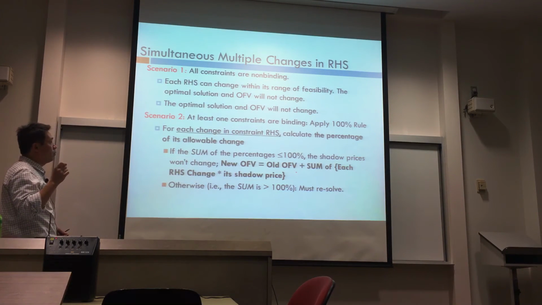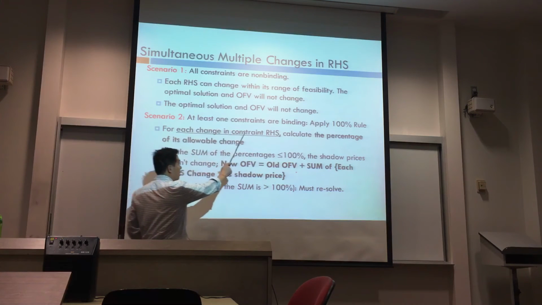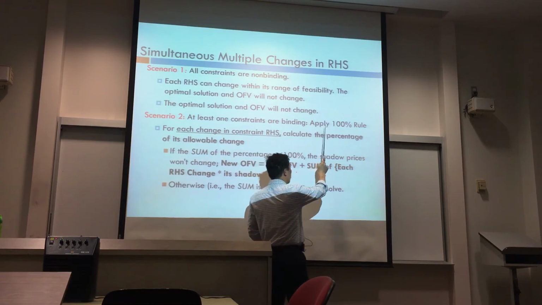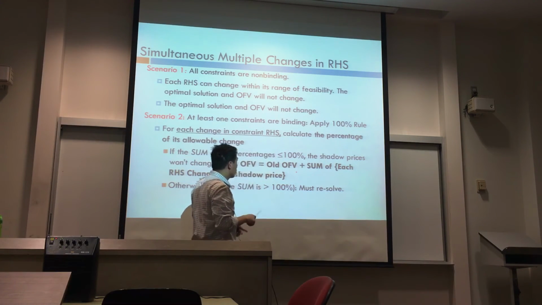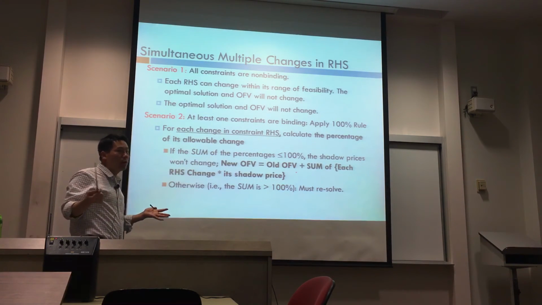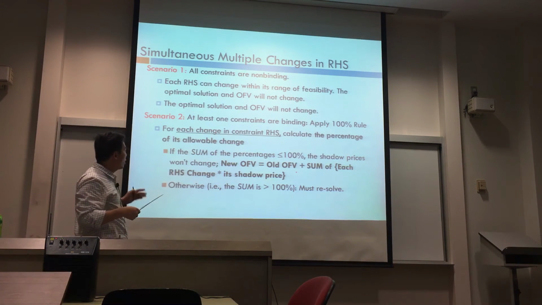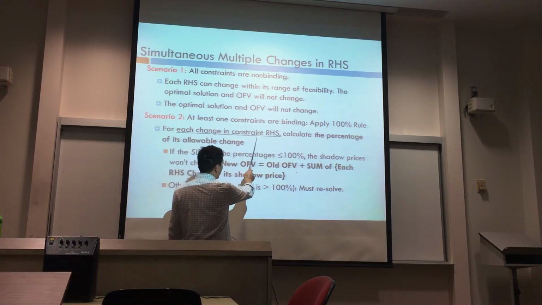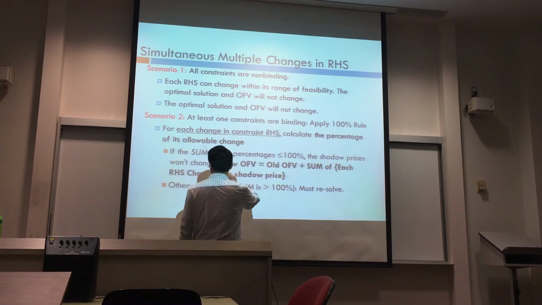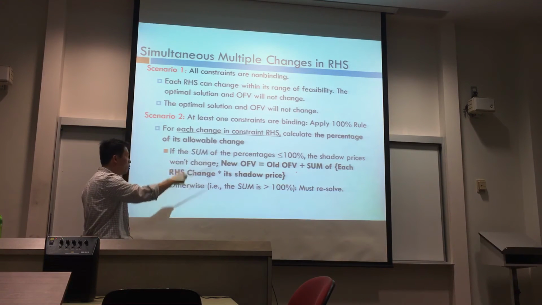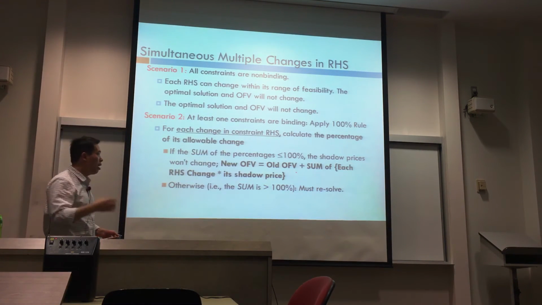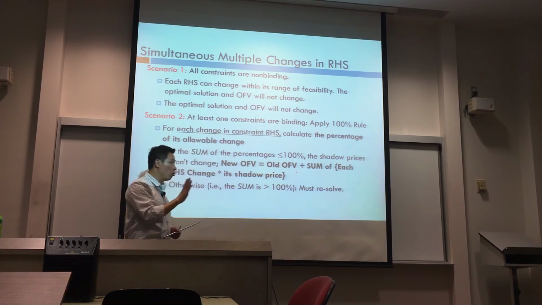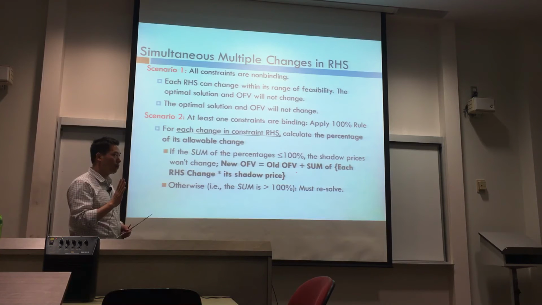Now, if at least one constraint is binding, you have to apply the 100% rule. So the rule is the same. It's very, very similar. First of all, for each change in constraint right-hand side, you calculate the percentage of this allowable change. Then you look at the sum. If the sum is 100% or less, then the shadow price will be the same.